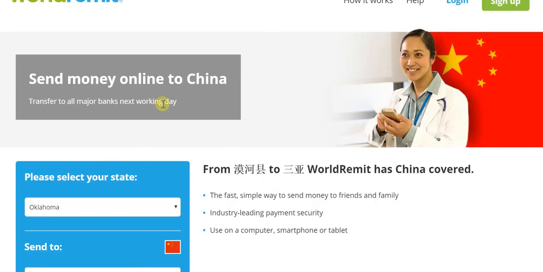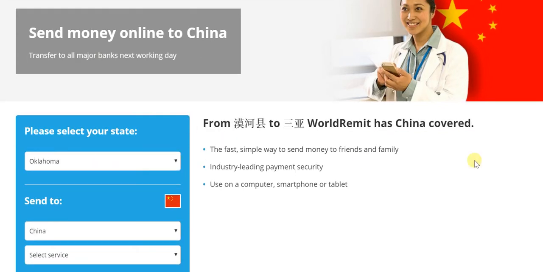Now, send money online to China, transfer to all major banks next working day. And of course, when it comes to WorldRemit, it has the whole of China very well covered, north to south, east to west. The whole of China is such a big country, and yet WorldRemit has it well and truly covered. And not only that, it is indeed the fastest, simplest way to send money to friends and family with industry leading payment security, because that is quintessential. Unless you have a platform which is secure, you will not use it for money transfer.